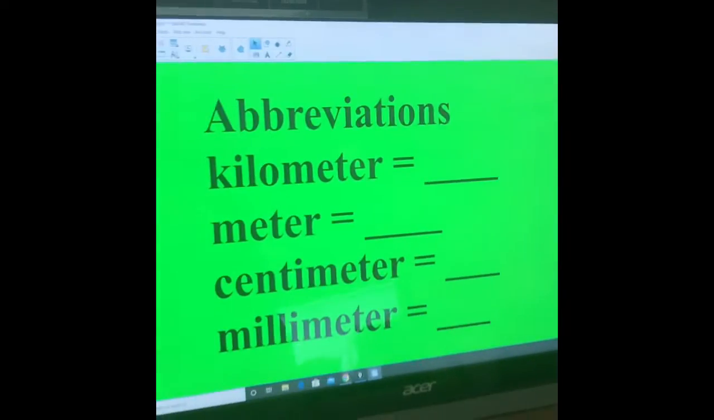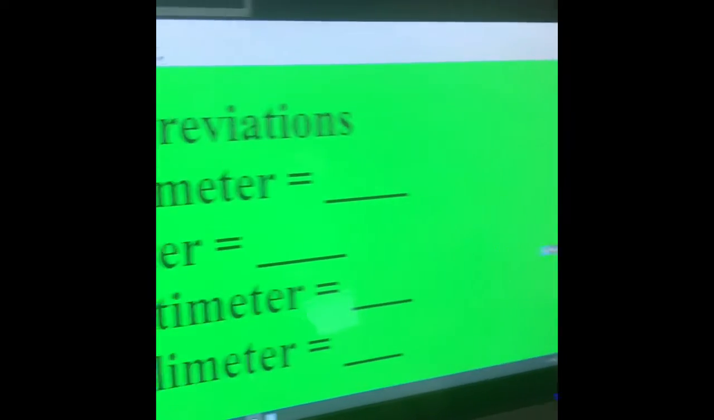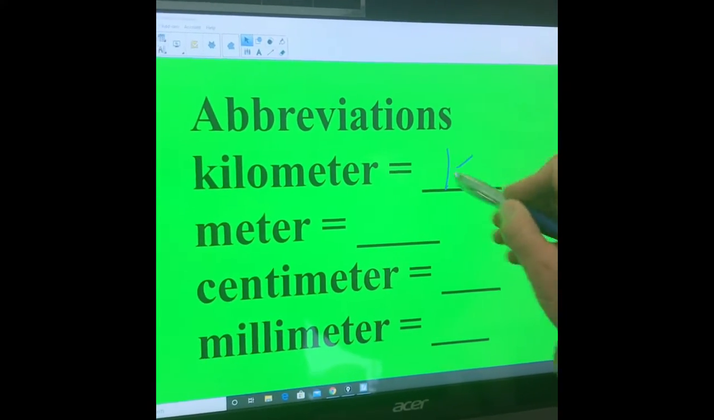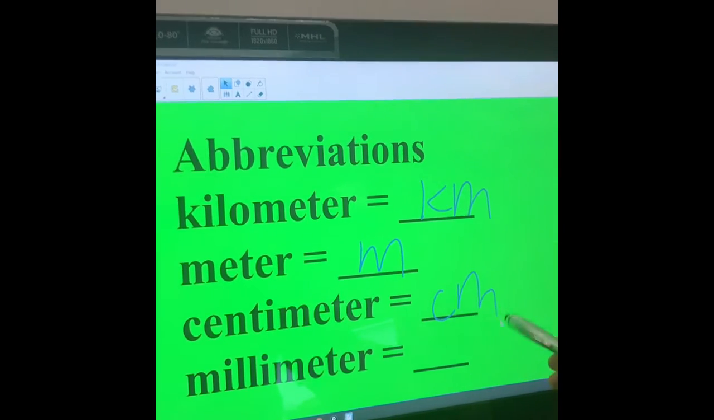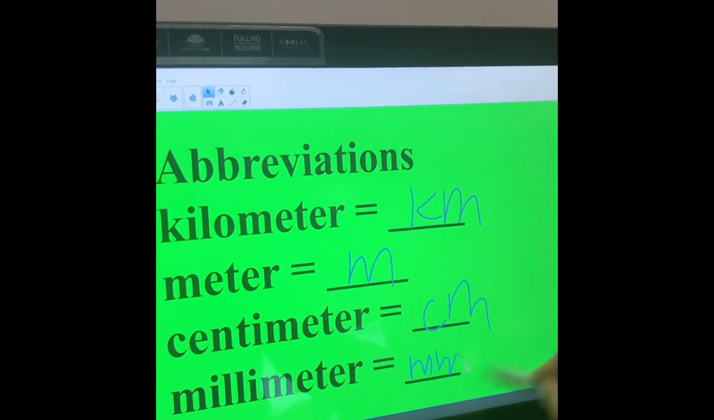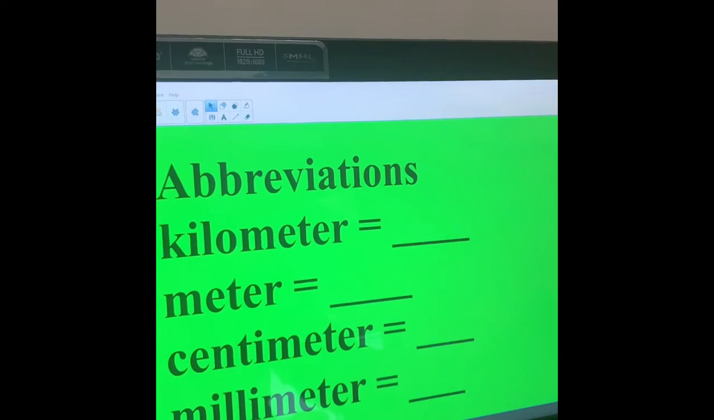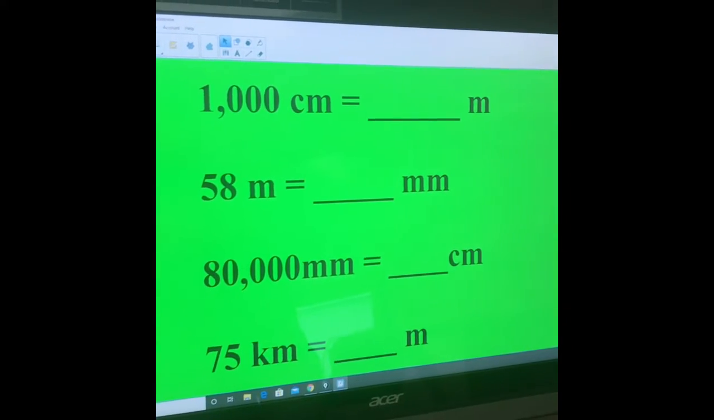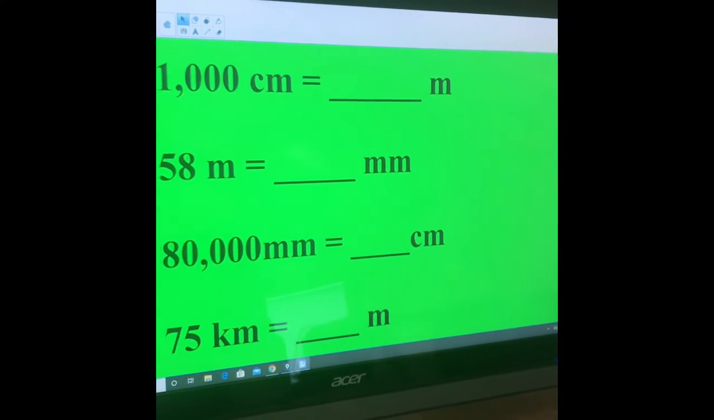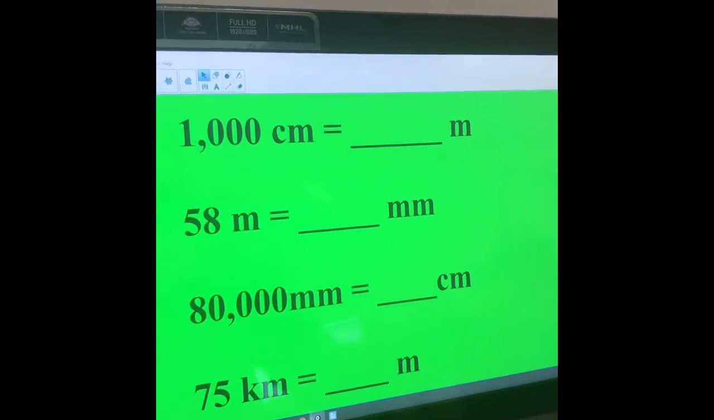There we go. All right, so abbreviations, I'm assuming you guys already know these. We got KM for kilometer, M for meter, CM for centimeter, and MM for millimeter. All right, I assume you got that one already though. Okay, so we're just gonna do a couple of these, and then I have a story problem to go over today.